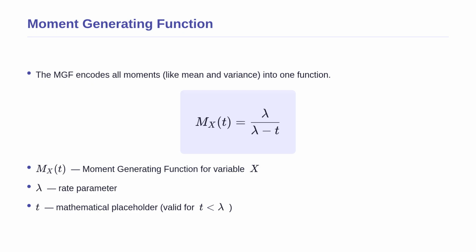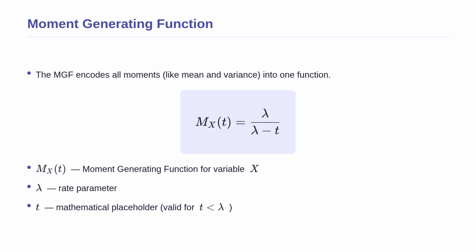Shifting our focus, let us introduce another powerful mathematical tool, the moment generating function, or MGF. Think of the MGF as a mathematical DNA sequence for a probability distribution. It encodes all the important characteristics, such as the mean and the variance, into a single compact function. For the exponential distribution, integrating e to the power of tx multiplied by our PDF gives us this formula, lambda divided by lambda minus t. The variable t is simply a mathematical placeholder used to generate these moments.